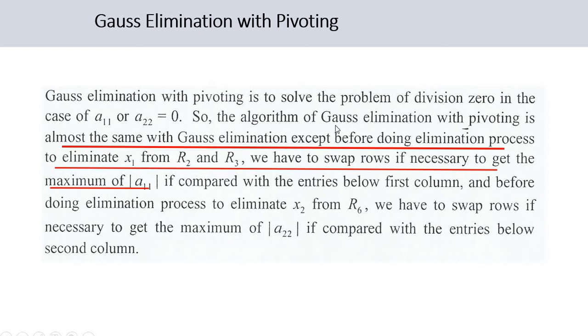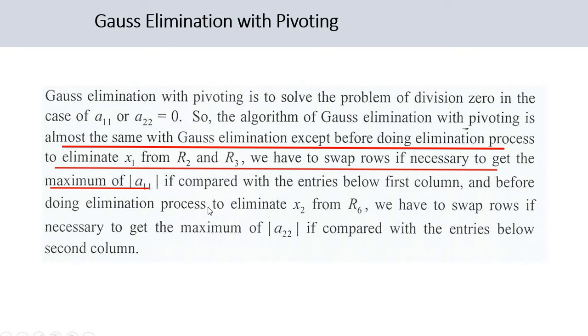In this algorithm, Gauss elimination with pivoting is almost the same as Gauss elimination, except that before you do the elimination process to eliminate x1 from R2 and R3, we need to swap the row if necessary to get the maximum of A11. So we have a modulus here. Okay, so remember this one. We need to find the maximum of A11. This is actually in the first column.